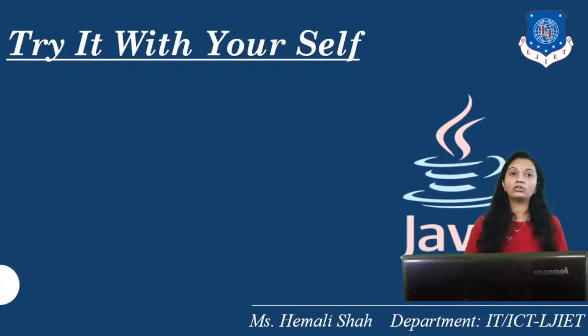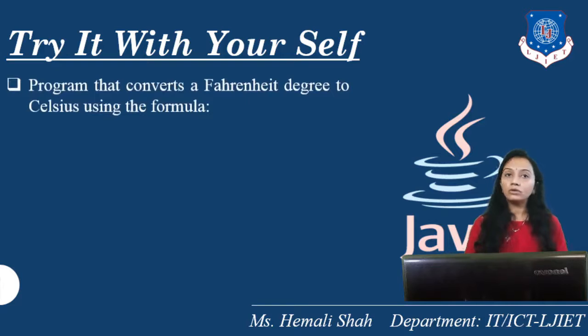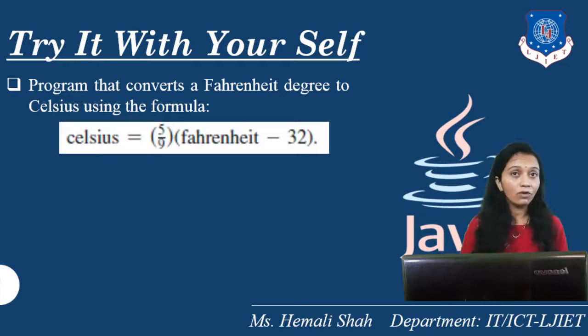Now this you have to try yourself. You have to create one program that converts Fahrenheit degrees to Celsius using the formula. This is the formula: Celsius equals 5 divided by 9, and in brackets you have to deduct 32 from the Fahrenheit value. So this is the equation. By using this equation you have to make one program that converts Fahrenheit to Celsius.